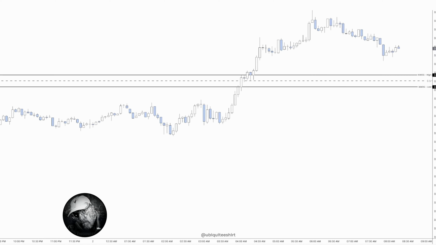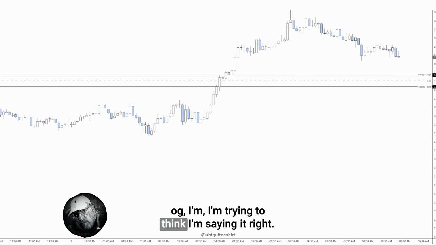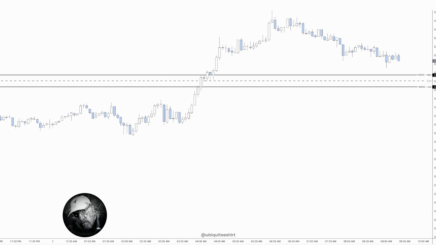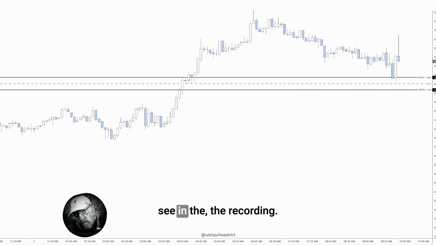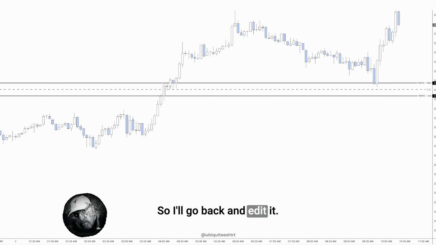I'm trying to think that I'm saying it right. This is one of those things that you'd never see in the recording, so I'll go back and edit it. I'll hit Control M. My fingers were reaching for the Control tab and looking for M, because that gives me a marker on my recordings and I can go back and fix those things.